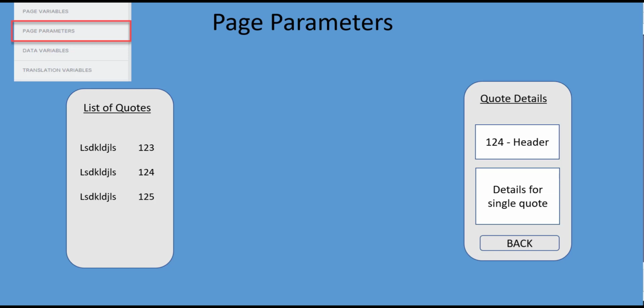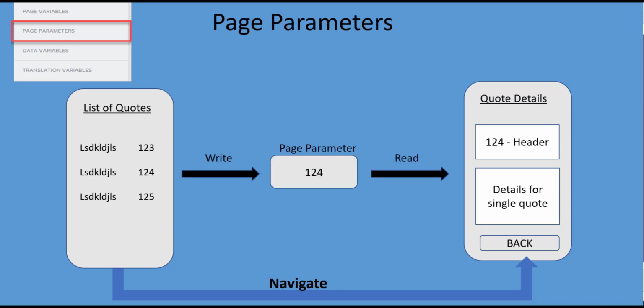Page parameters is something I've not seen before working with AppGyver. The idea is that one page can pass data to a second page before the user navigates to this second page. Here we see two pages. The left page is a list of quotes. When the user selects one of the quotes, we will open the second page and show details for this quote. To know what quote to show the details for, we pass the quote ID to the second page. We use the page parameter to let the second page know what quote was selected.